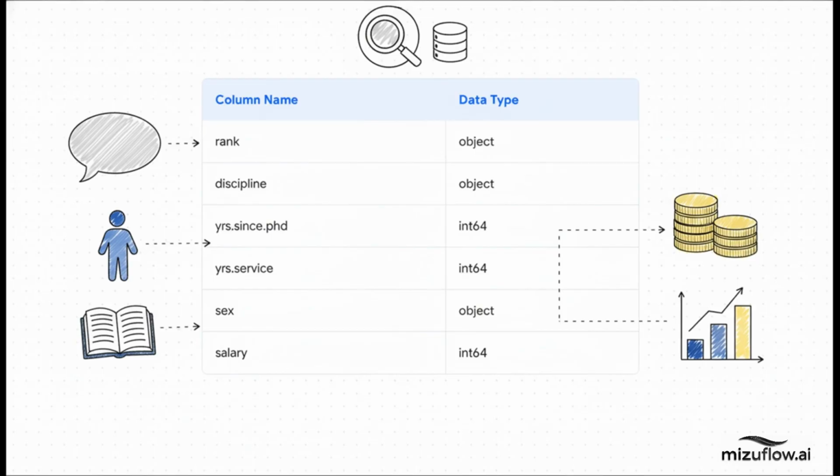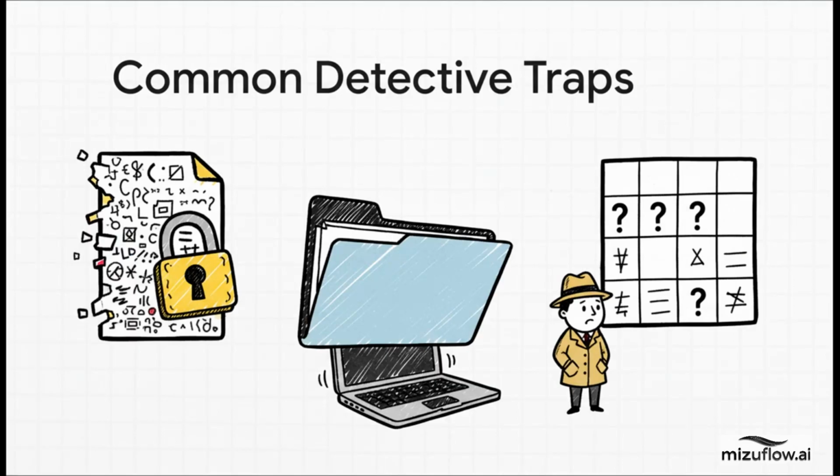Now, as you start your own investigations, just a quick heads up on a few common traps. Sometimes a file just won't open because of something called wrong encoding. Or maybe a file is so huge it slows your whole system down. And a classic one, the file is missing headers, so all your clues are mislabeled from the get-go. These initial checks help you spot those traps right away.